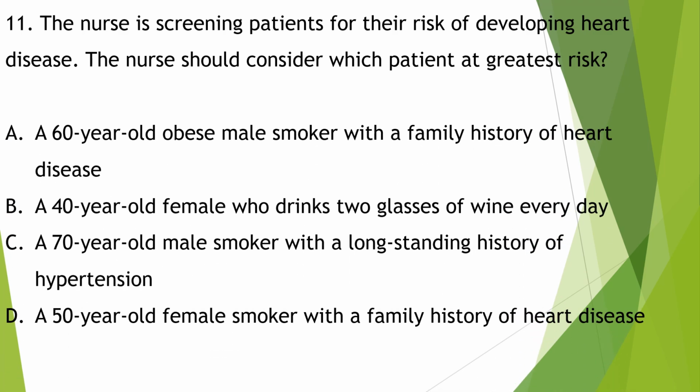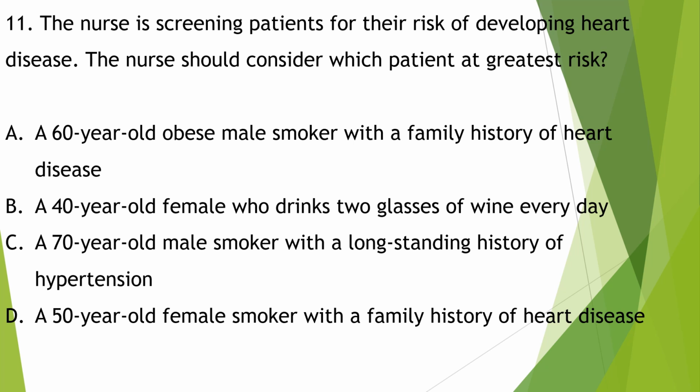A 60-year-old obese male smoker with a family history of heart disease, a 40-year-old female who drinks 2 glasses of wine every day, a 70-year-old male smoker with a long-standing history of hypertension, a 50-year-old female smoker with a family history of heart disease. So here when you are seeing all the patients, everyone is having risk factors. But now we need to count which patient has got the maximum number of risk factors.